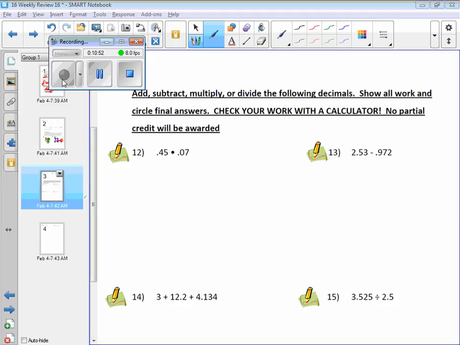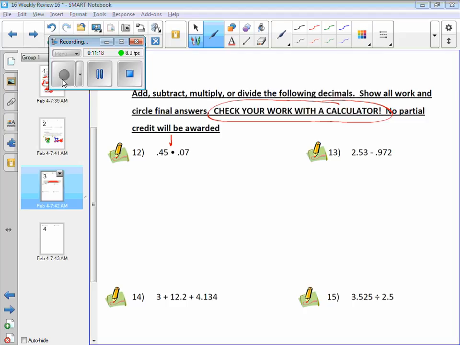Okay, so that brings us to our last section, which is a combination of multiple operations with decimals. So I'm not actually going to do this with you. I just want to show you how to set it up. And here's the key thing. I want you to check your work when you're done with a calculator. If you get an answer that's different from what you have, then you've obviously made a mistake. Go back, take a look and see if you can find it, and rework it.